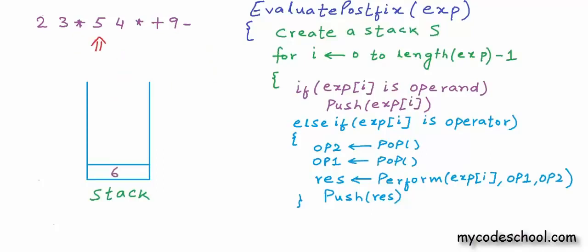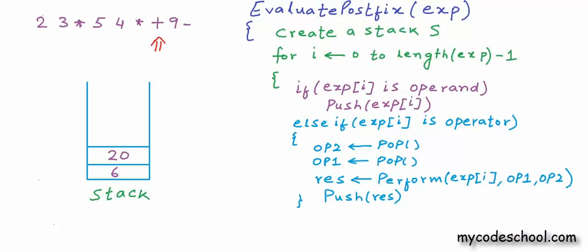Now we will move to the next entity, which is an operand. It will go onto the stack. Next, 4 will also go onto the stack. And now we have this multiplication, so we will perform 2 pop operations. After this operation is performed, the result will be pushed back.